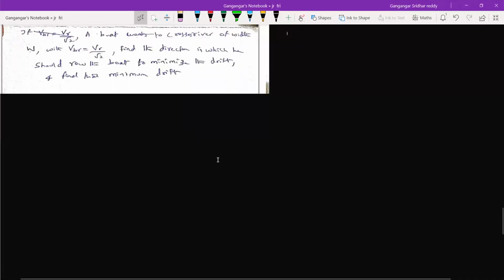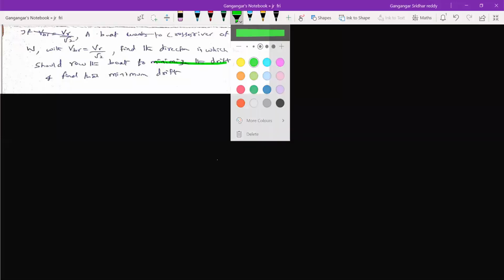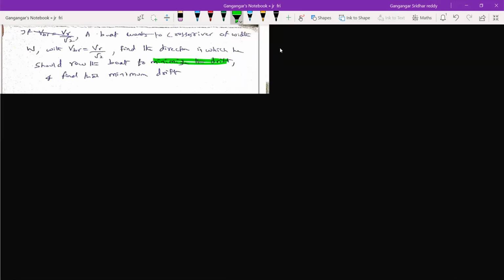Okay, read the question. If VBR equal to VR by root 2, a boat wants to cross a river of width W. Find the direction in which he should row the boat to minimize the drift. This is very important: to minimize drift. It is not asking how much drift. How we should row the boat so that the drift is minimized.